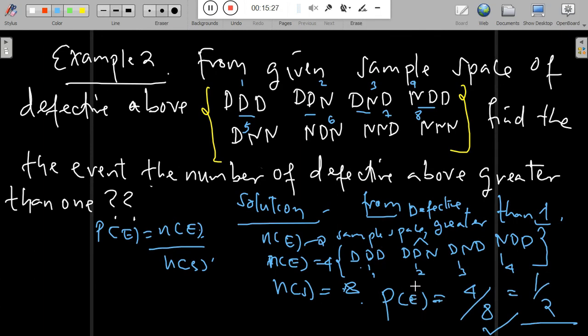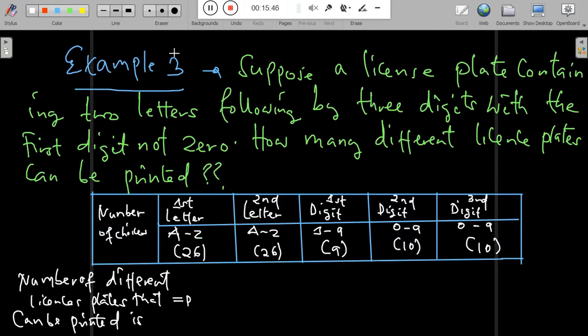So the probability of the event that the number of defectives is greater than 1 would be equal to 1 over 2. So when you divide 1 by 2, this will exactly give, in decimal places, 0.5.